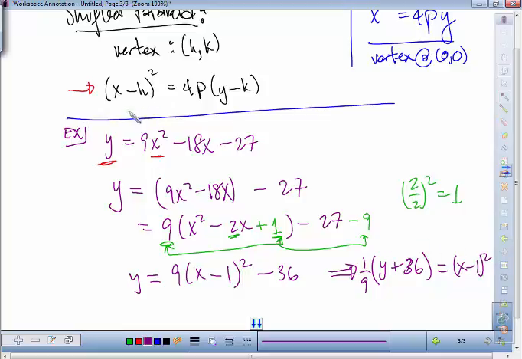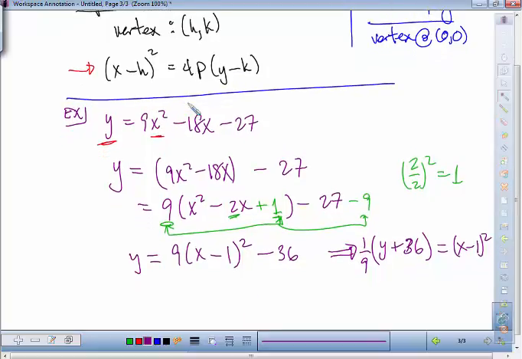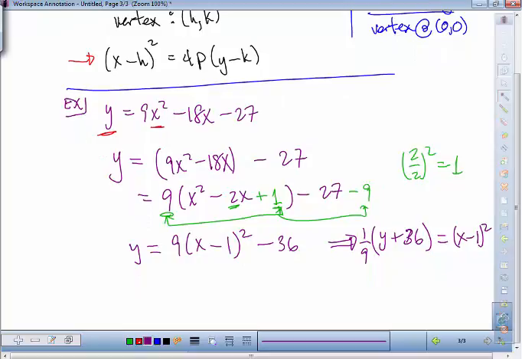So now it kind of looks like this. You got h is equal to 1. It looks like k might be equal to 36, and then we just have to figure out what p is equal to. So we'll deal with that. We're going to set 4p equal to 1/9, and then p is equal to 1/36. Is that right? I hope.